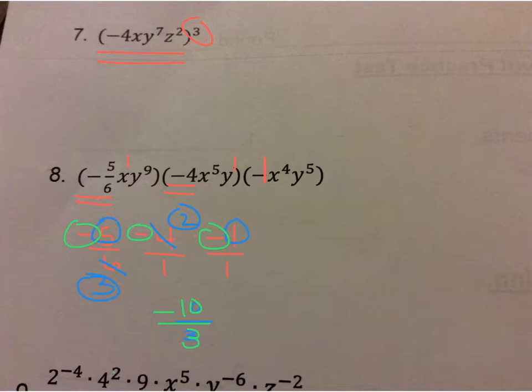Okay, now I'm ready to focus on the variables. So let's look at the x first. So the x to the first, x to the fifth, x to the fourth. Because this is a product rule, I'm going to take 1 plus 5 plus 4. So that's going to be x to the 10th. Now I'm going to look at my y's. Y to the 9th, y to the 1st, y to the 5th. So we have y to the 9 plus 1 plus 5. That is y to the 15th. So my final answer to this problem is -10/3 x to the 10th, y to the 15th.